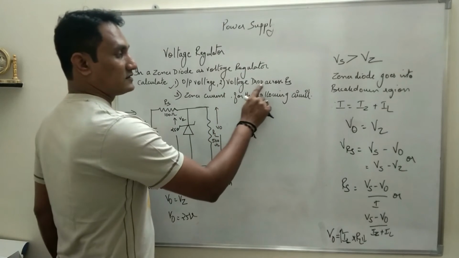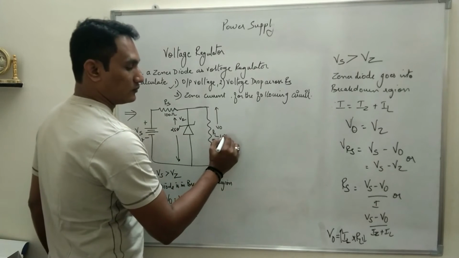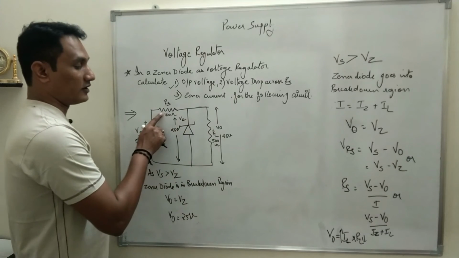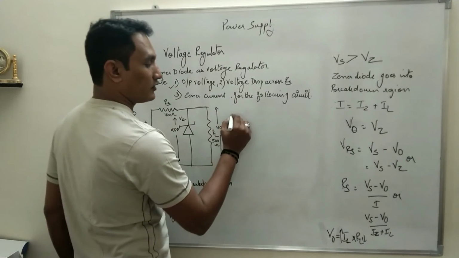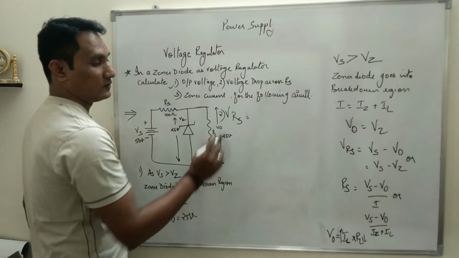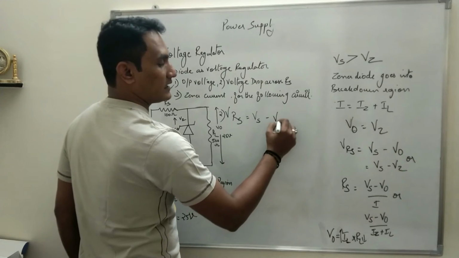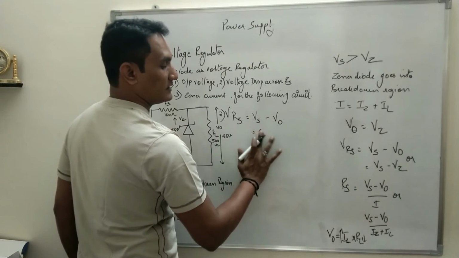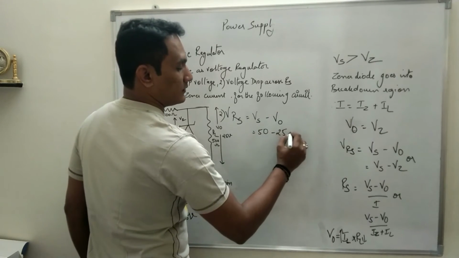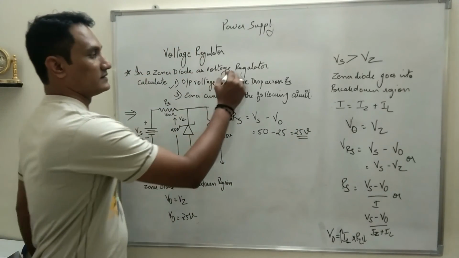Next, what is the voltage drop across Rs? When the voltage across Vz is 25 volt, the output voltage will be 25 volt. So what will be the excess voltage? Where will this excess voltage drop? It will drop across Rs. So what will be the formula for the voltage drop across Rs? We specify it as Vrs. This will be the second one. Vrs is the total voltage, that means input voltage minus the output voltage. So Vs is 50 minus 25, that is 25 volt. This will be the voltage drop across the series resistance. This is the second part.